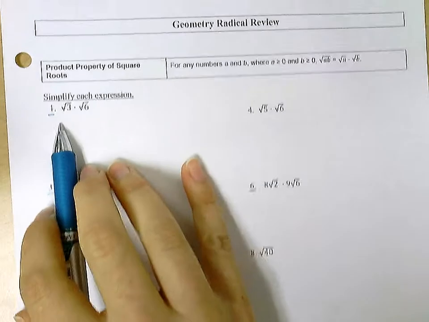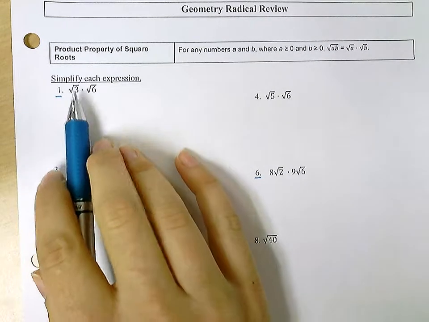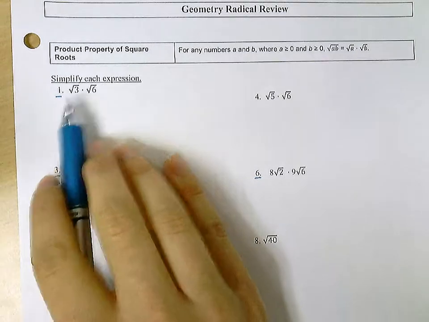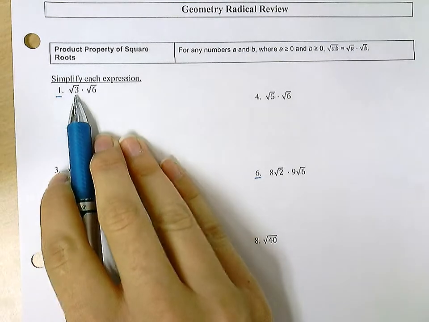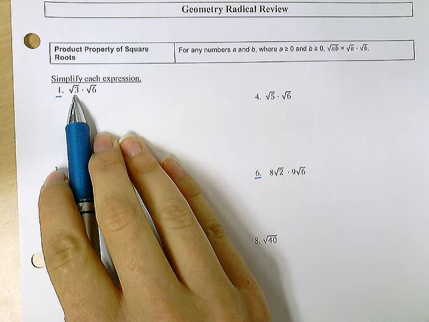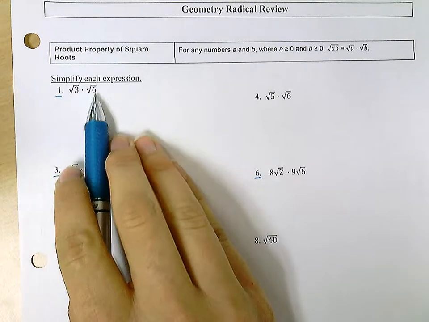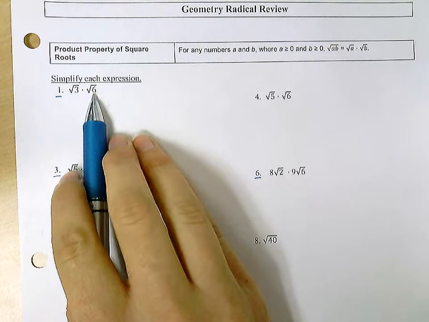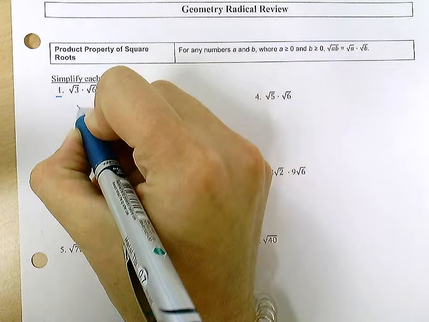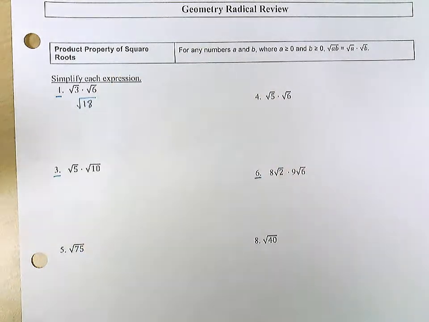So here, our first one, we have the square root of 3 times the square root of 6. I can multiply my radicand, which is the number on the inside of your radical here. I can multiply those two numbers together. So I have 3 times 6 to get the square root of 18. Now, I can simplify the square root of 18.